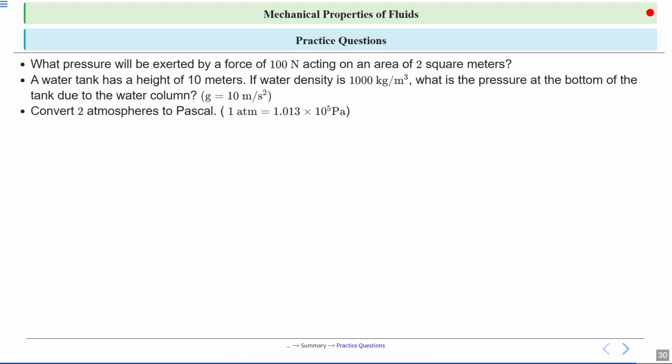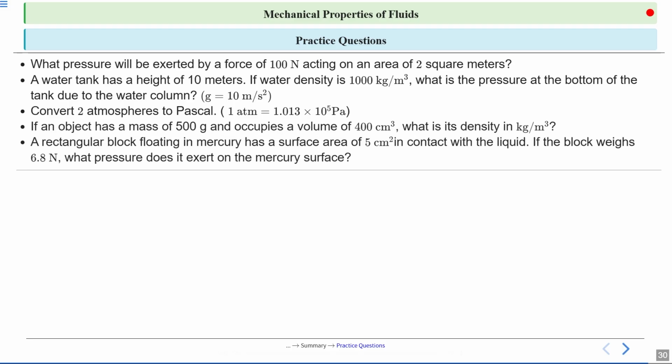Third, convert 2 atmosphere to Pascal. Fourth, if an object has a mass of 500 gram and occupies a volume of 400 cubic centimeter, what is its density in kg per meter cube? Fifth, a rectangular block floating in mercury has a surface area of 5 centimeter square in contact with the liquid. If the block weighs 6.8 Newton, what pressure does it exert on the mercury surface?